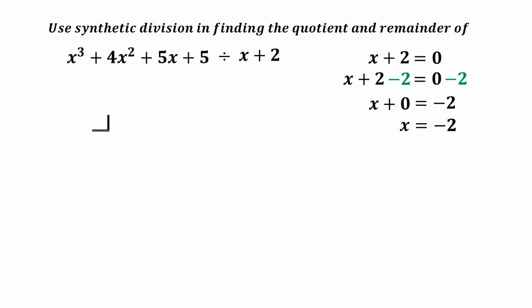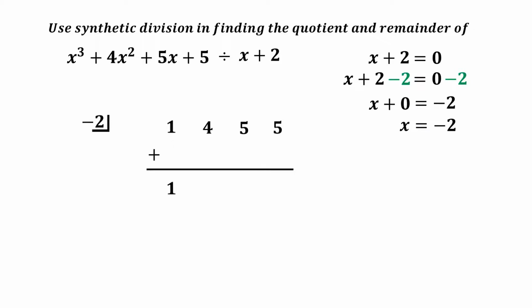We are now ready to use synthetic division. Get the negative 2, then also get the numerical coefficients of the polynomial expression, or the dividend. We have positive 1, positive 4, positive 5, and positive 5. After you get all the numerical coefficients of the dividend, as a first step, bring down 1.